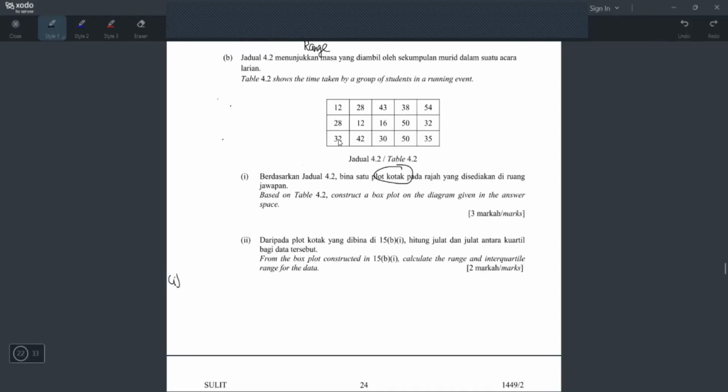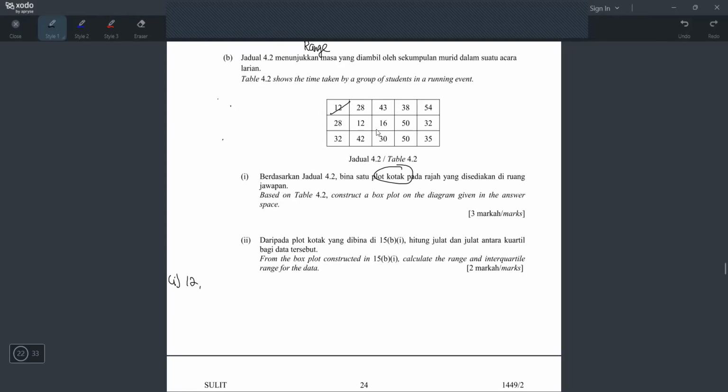B question 1. Okay, first, before I find my minimum, maximum, Q1, Q2, Q3, I recommend you susun everything in ascending order. It means you susun dari kecil sampai besar dulu. Kenapa? Sebab nanti kena cari median. Q1, Q2, Q3 kena cari median. Q2 is median. So you have to find median number. So definitely have to susun.